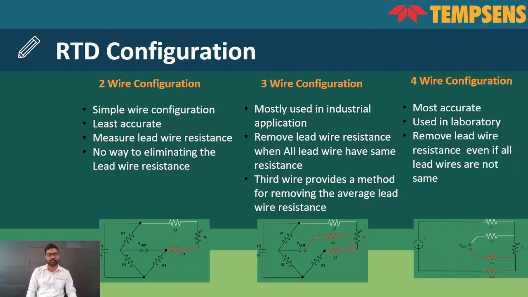RTD configuration. There are three types of RTD available based on their wire configuration. Two-wire RTD. This RTD has two wire leads. In two-wire RTD, there is no way to compensate the lead wire resistance of RTD. Two-wire RTD is less accurate than three-wire and four-wire RTD. Two-wire RTD is used where lead length is short and accuracy is not a concern.